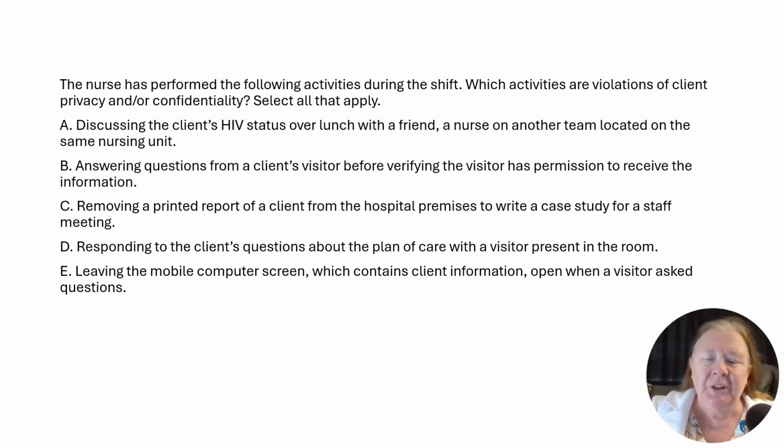Okay, now we're talking about HIPAA laws, privacy and confidentiality laws. You have to pick out which of these activities are violations of the HIPAA laws or confidentiality laws. And they are all violations except for D. So A, discussing the client's HIV status over lunch with a friend, even if they're a nurse, is not permitted. That's sharing information with someone who doesn't need that information. That nurse is not on the healthcare team for that client. So that is a violation of HIPAA laws.